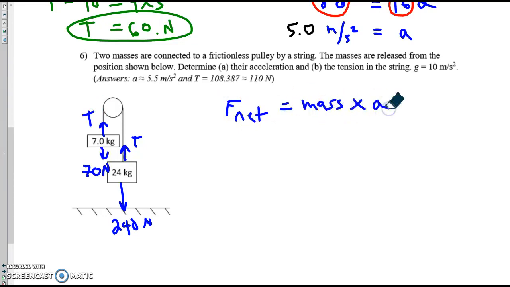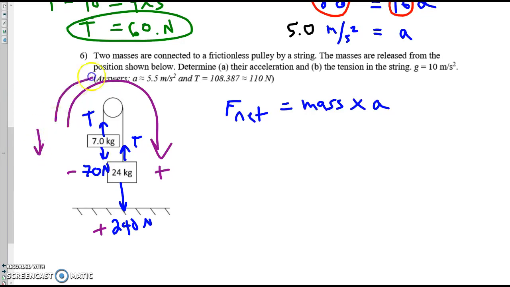Mass times acceleration. We apply the law to this block, but first we have to decide what's the positive direction. Well, 24 kilograms is bigger than 4, so the whole system is going to move and accelerate this way. That will be our positive direction. So 240 is positive, 70 is positive. Wait, 70 is negative because it's pointing down against the positive direction, against the motion. This tension is positive, it's with the motion, but this tension is against the motion of the system, so it is negative.